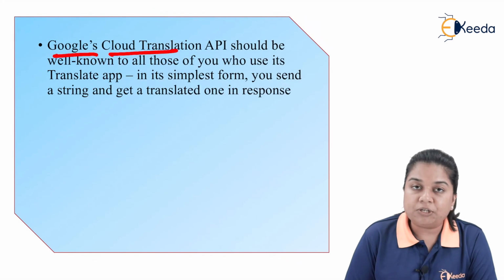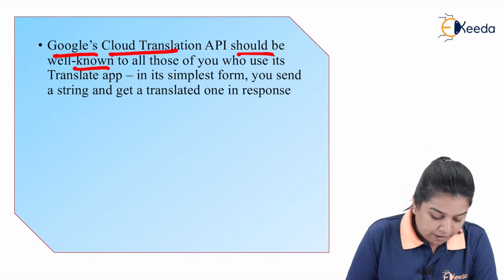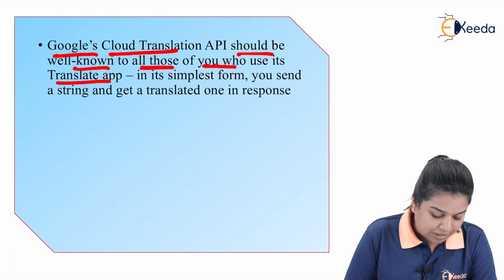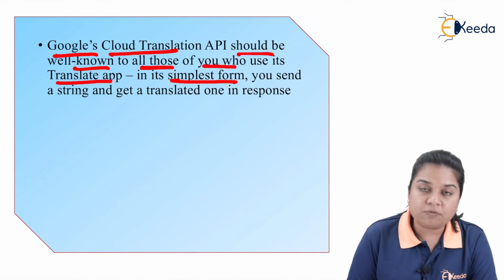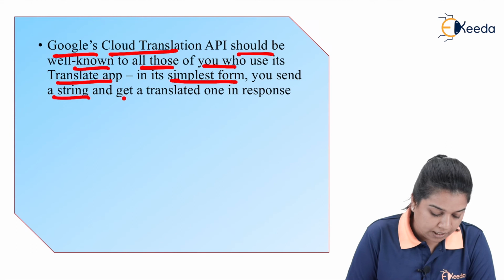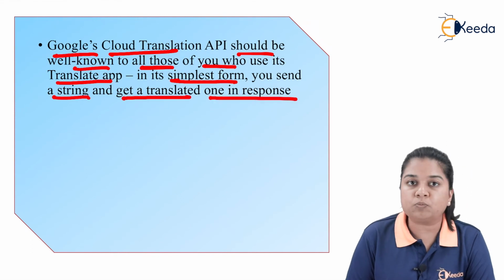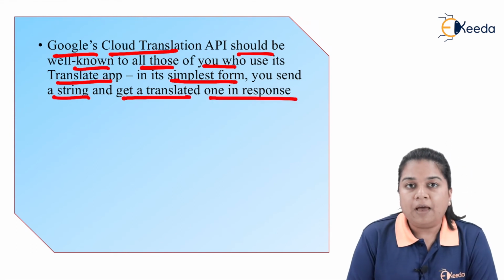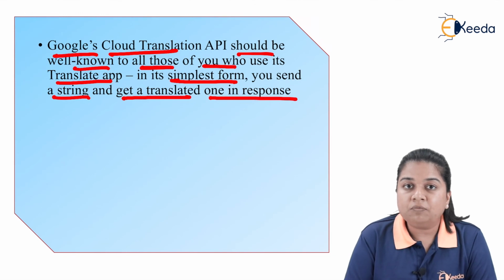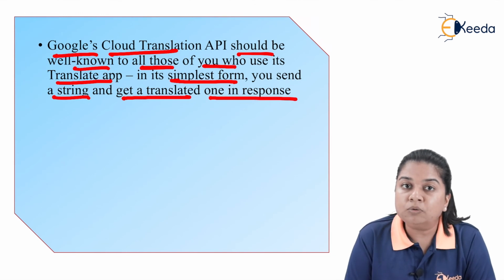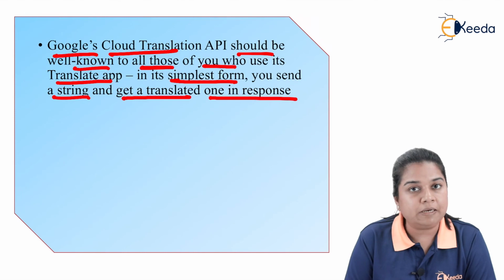Google's Cloud Translation API should be well known to all those of you who use its Translate app. In its simplest form, you send a string and get a translated one in response. Most of us have used it translating English sentences into Hindi, Marathi, Gujarati, Punjabi, etc. So this is also the translation feature which is being provided by the Google Translate API or Cloud Translate API.